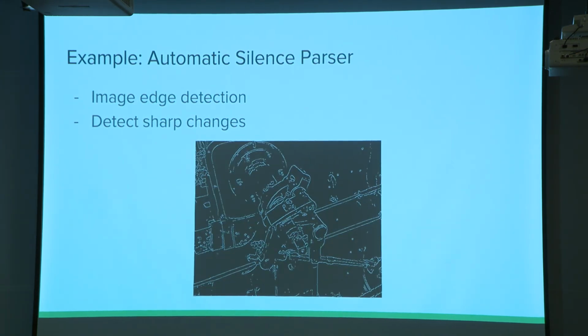So an example of one low-level capability that's needed is to automatically parse silence. And an algorithm that I really like is the edge detection algorithm for images. So this is an image, and this algorithm can detect the sharp changes in an image, which we can see here, which are the edges.